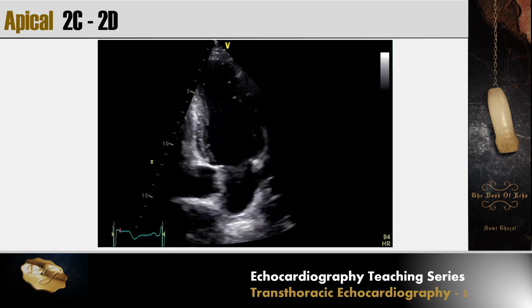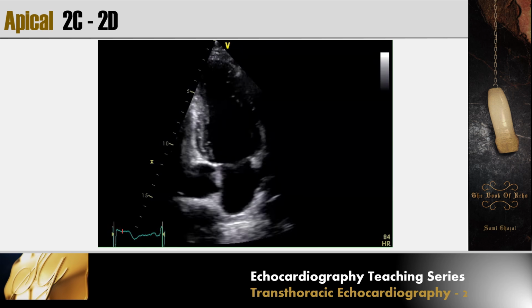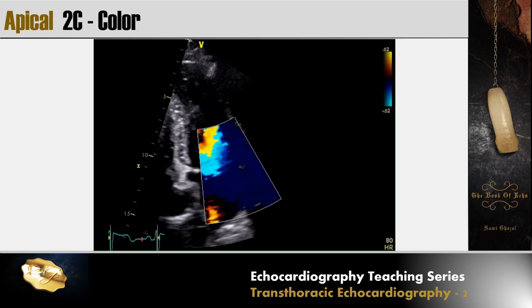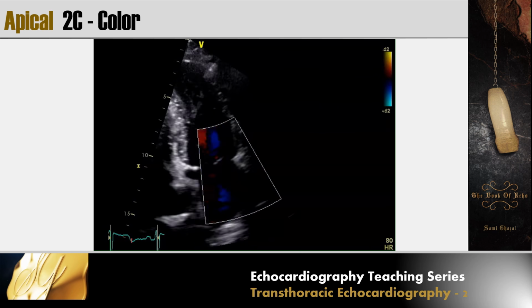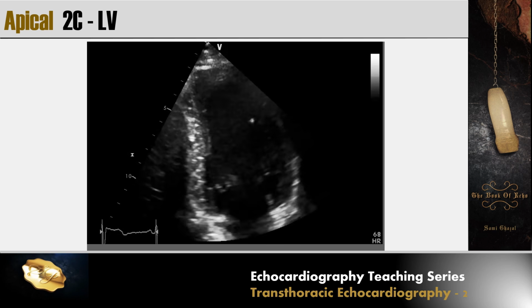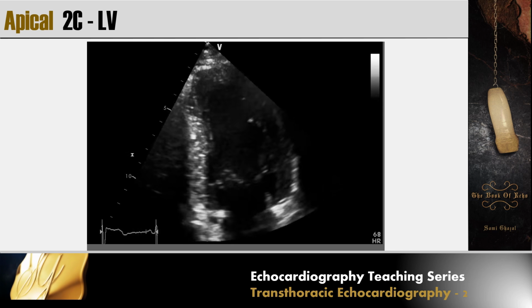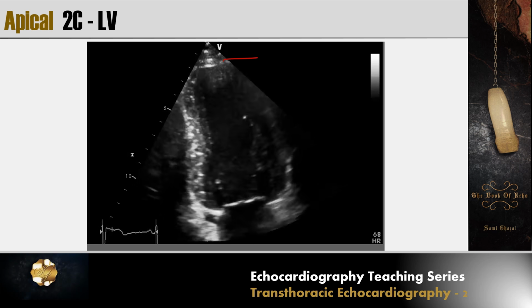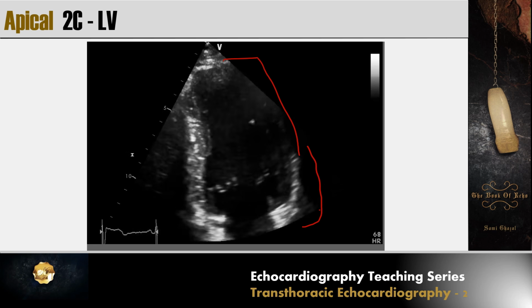Then acquire apical two-chamber view, including the left atrium. And then put a color Doppler on the mitral valve, also including the whole of left atrium in the color sector. Then decrease the depth to include the LV and only small part of the LA. Do not zoom, only decrease the depth. So we will have the highest temporal resolution.